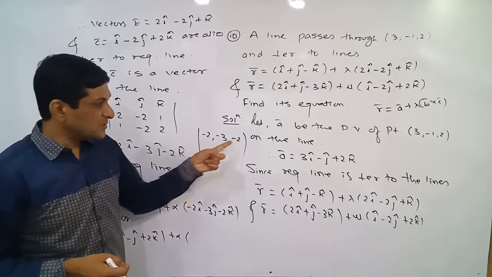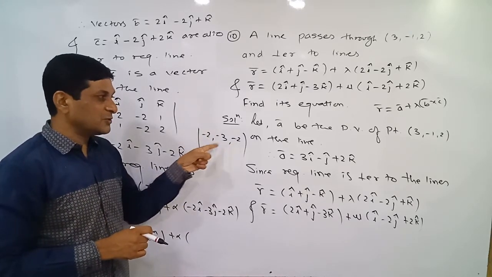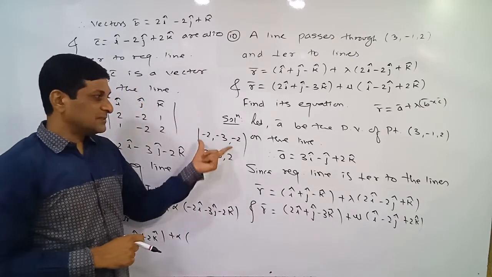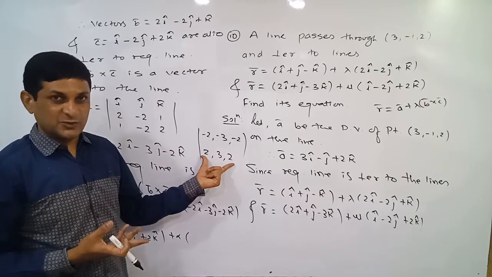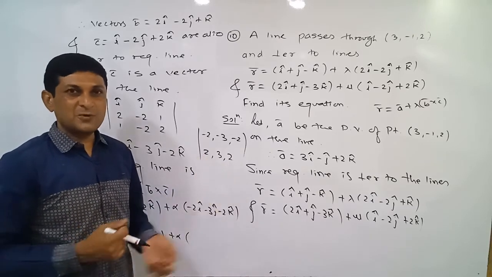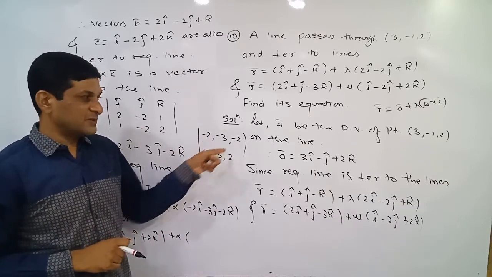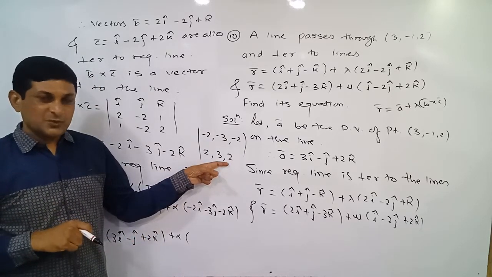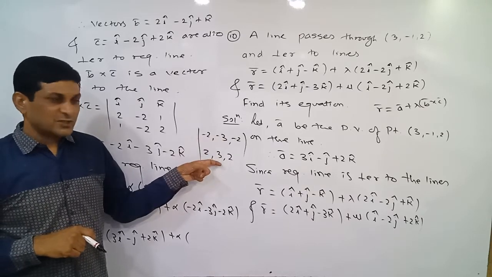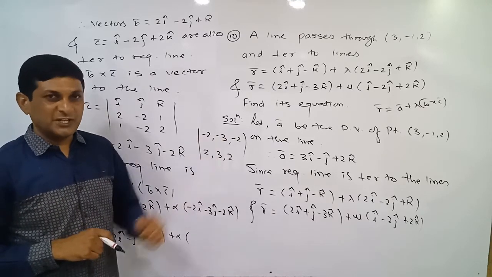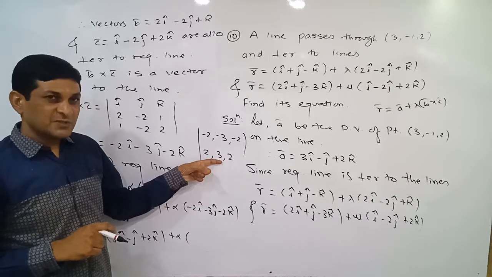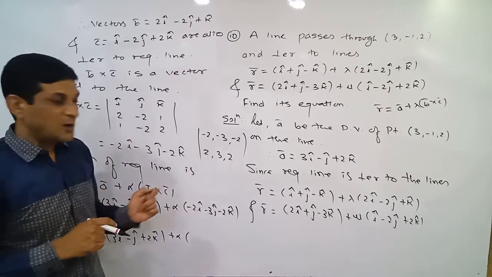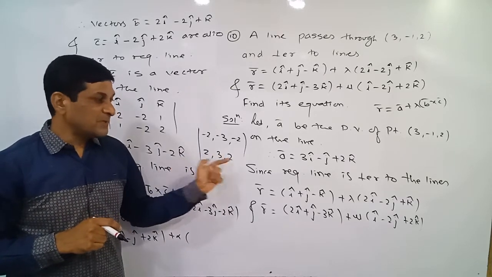But here if you observe, all the values are negative. If we divide them by -1, we will get what? 2, 3, 2. Means these are nothing but direction ratios. If these are the ratios, means we are able to cancel the common factor. If we cancel -1, -1, -1, we will get new direction ratios 2, 3, 2. If we write the direction ratios in this form, then the vector along the line will be 2i cap plus 3j cap plus 2k cap.